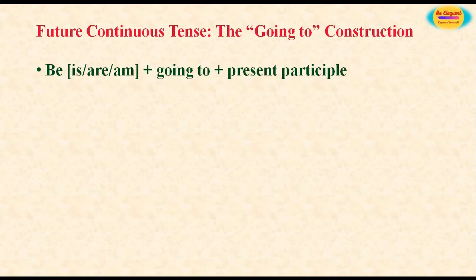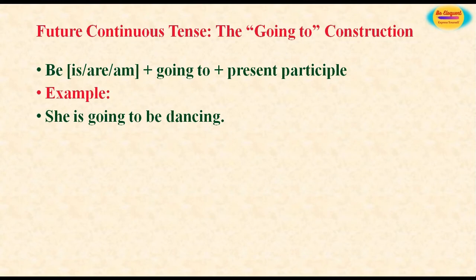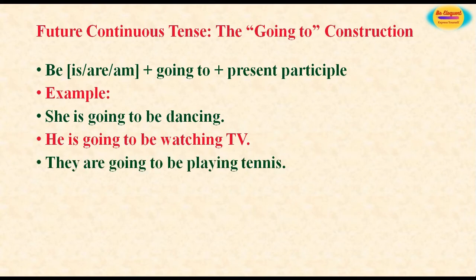Future continuous can also be formed by using be, which is am, is or are, plus going to, plus present participle. Instead of will in future continuous tense, we use am, is or are plus going to. Example: she is going to be dancing. He is going to be watching TV. They are going to be playing tennis. And going to becomes gonna be.